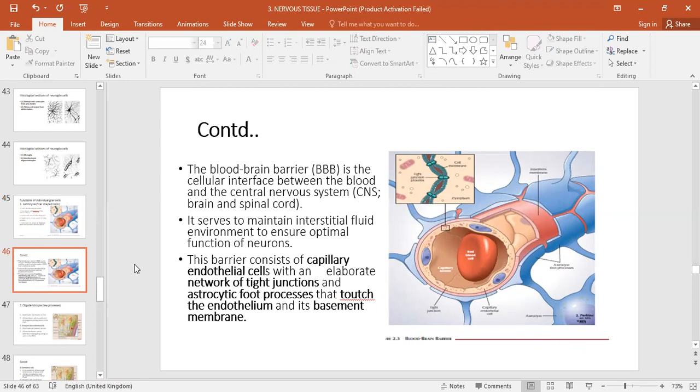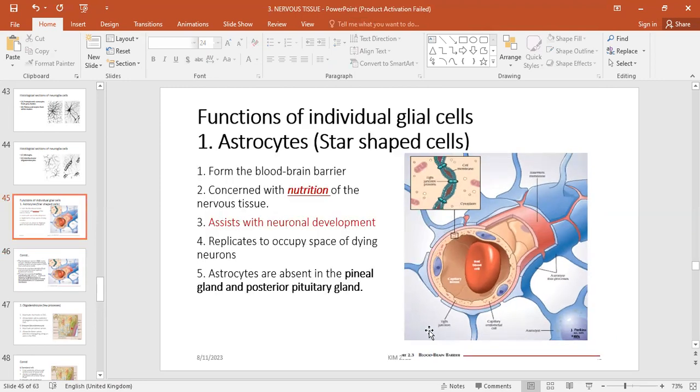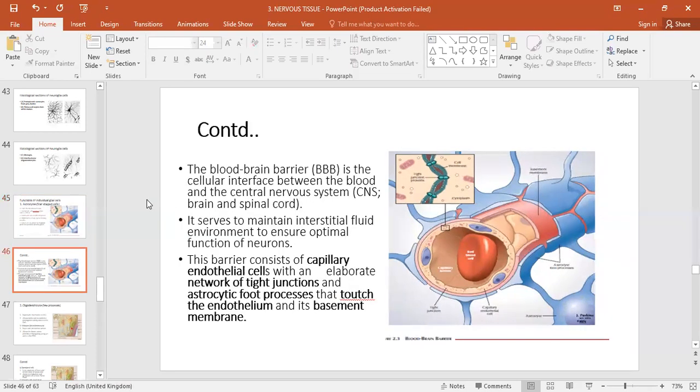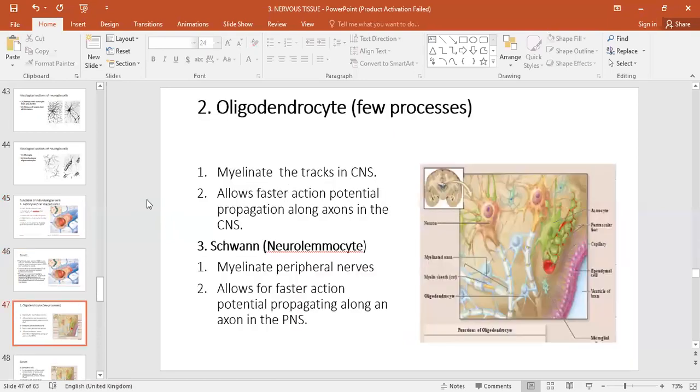Okay, so that's about astrocytes. They are there to form the blood-brain barrier, fill up space left by dying neurons, assist in the growth of neurons, and control the amount of substances or type of substances reaching neurons. Okay, then we look at oligodendrocytes.